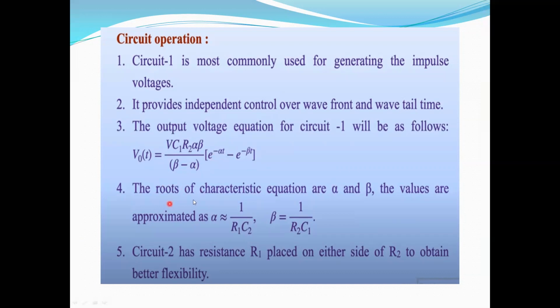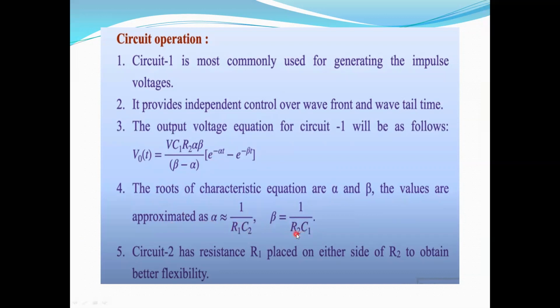The roots of the characteristic equation are alpha and beta. The values are approximated as alpha is equal to 1 by R1 C2 and beta is equal to 1 by R2 C1. R1 C2 is called a time constant. R2 C1 is also a time constant.